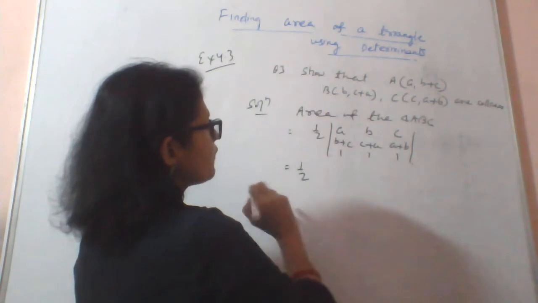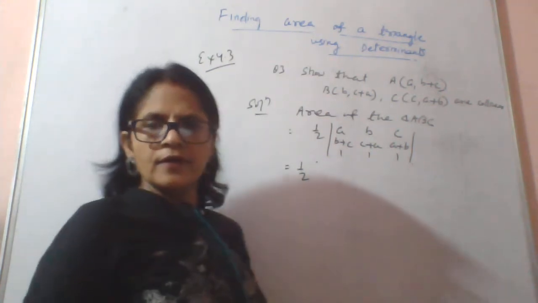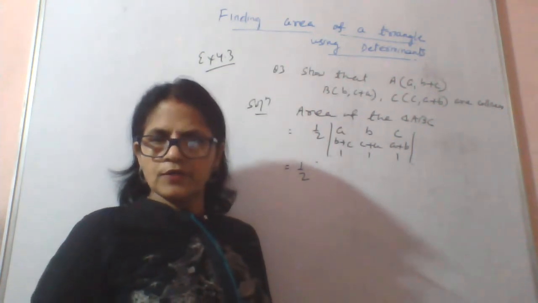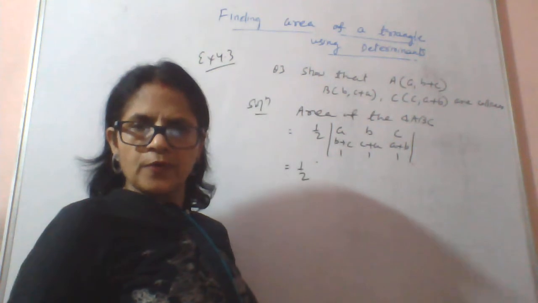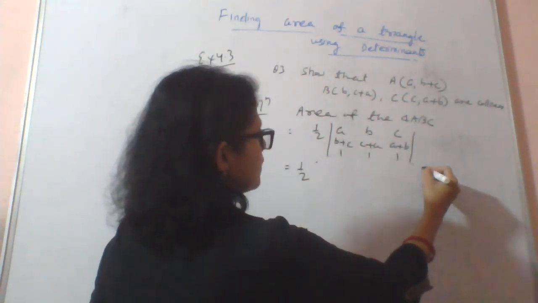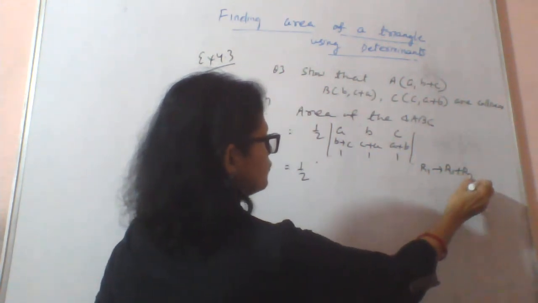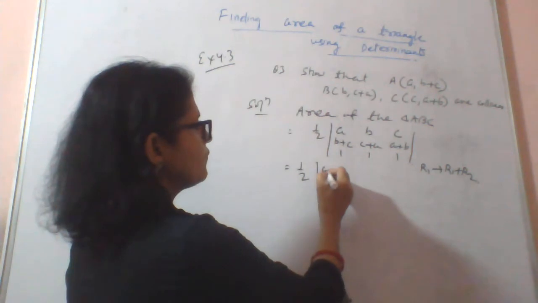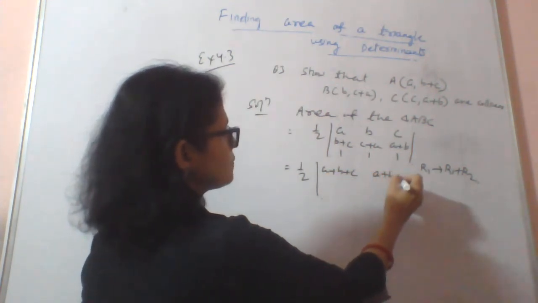So it is half of. Okay, so here we are not given whether to use properties or not. But now, since you already have studied properties of determinants, we can take R1 replaced by R1 plus R2. So it is half of A plus B plus C, A plus B plus C.